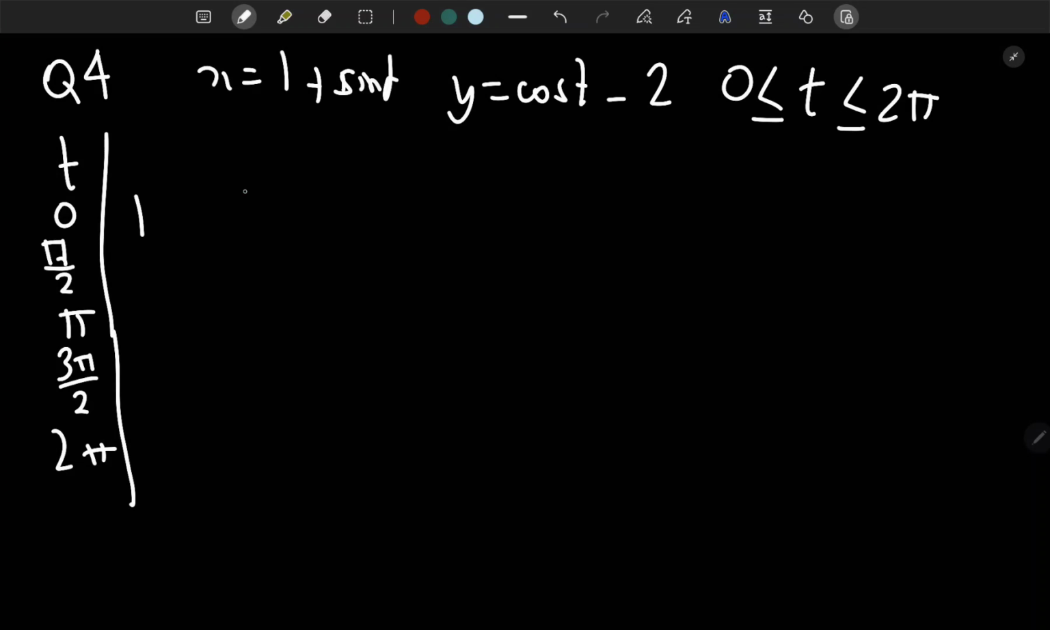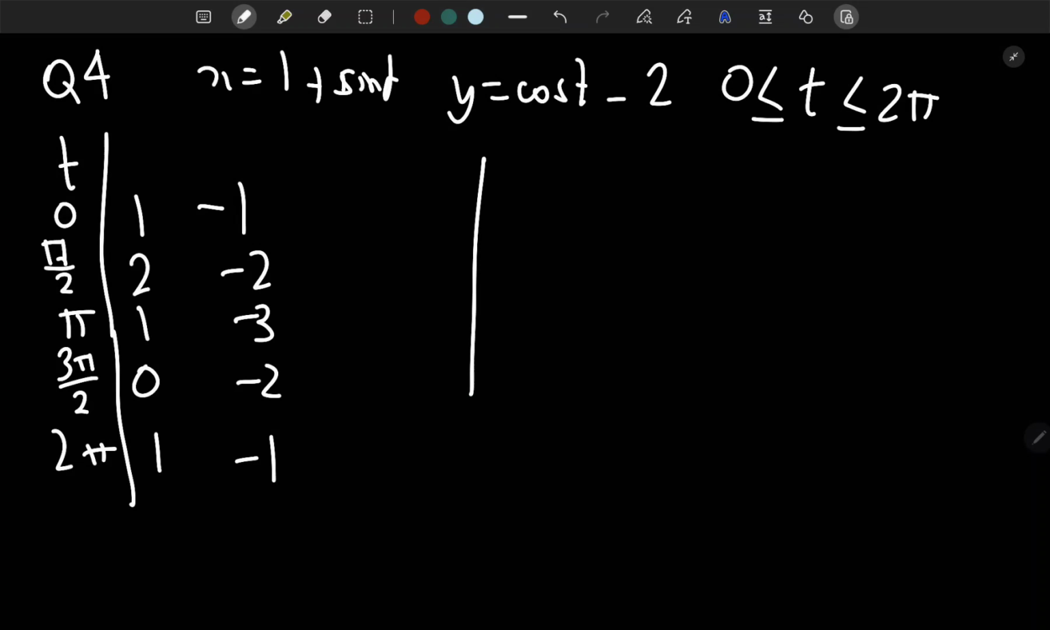And it is going to give us (1, -1). Next point is (2, -2), (1, -3), (0, -2), and (1, -1). So now if we graph this, it is going to be below the x-axis, since all of our y values are negative, so the graph is going to be something like here. So let me just point the dots.